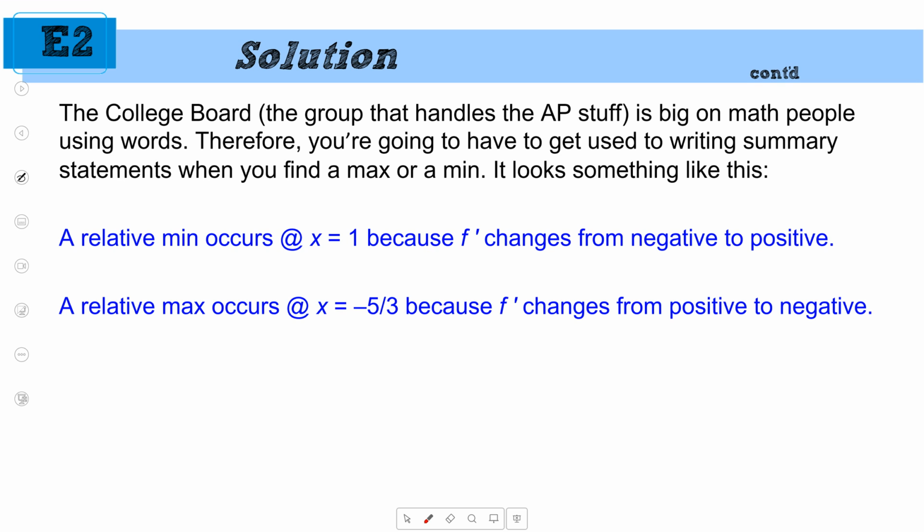You could say a rel max occurs at x equals blah, blah, blah. Please don't do the BECUZ thing. Just write out the word because. But you could change the positive and the negative into a plus sign and a minus sign if you'd like. Because you're going to write those sentences a lot. That's your justification for how you know that those points are giving you maxes or mins.